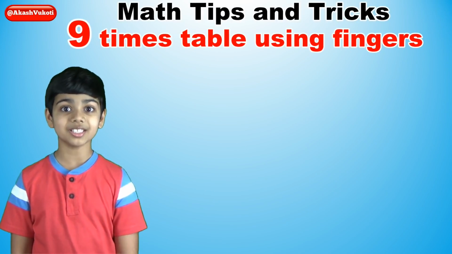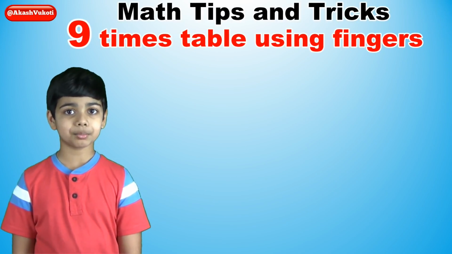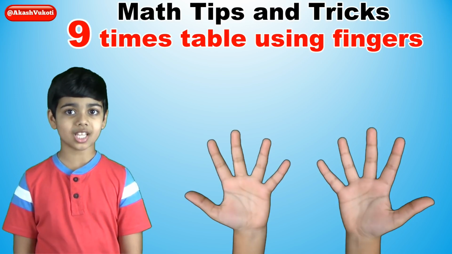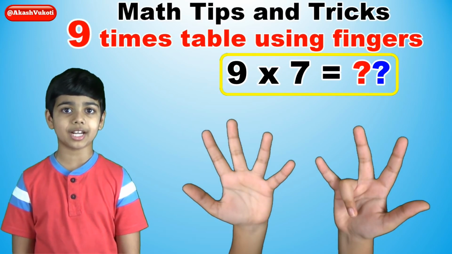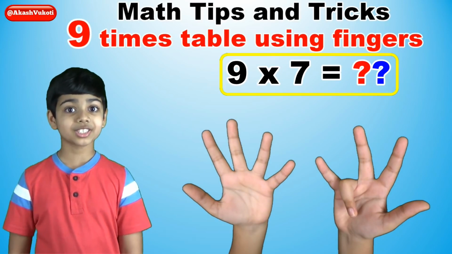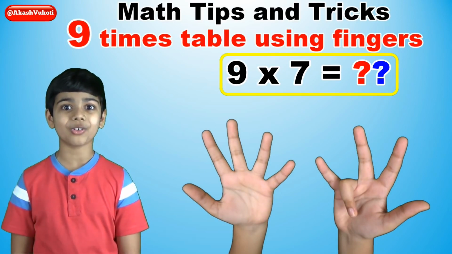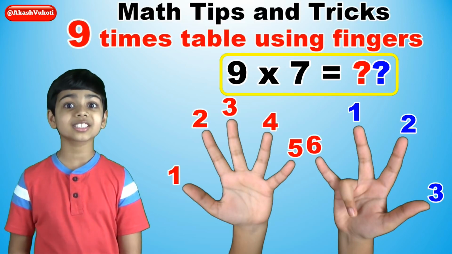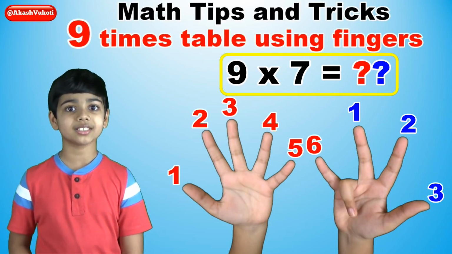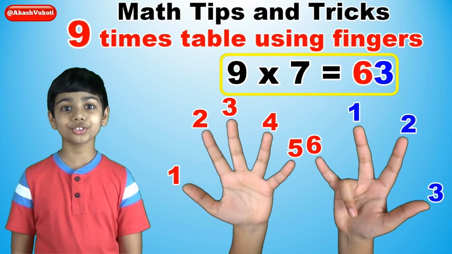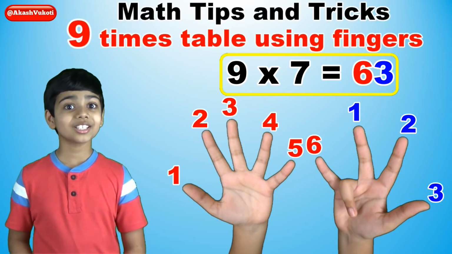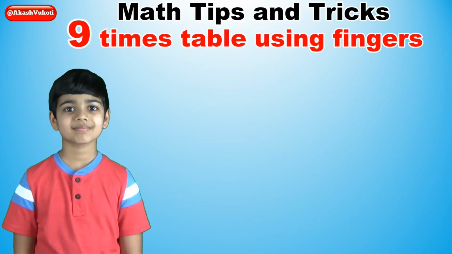Now, let's begin. Let's take an example. Say 9 times 7. Let's start by folding the 7th finger down like this. You're seeing the answer right now, actually. There are 6 fingers to the left of the folded finger 7, and there are 3 fingers to the right of the folded finger. So the answer is 63. It's a super nice trick, right?